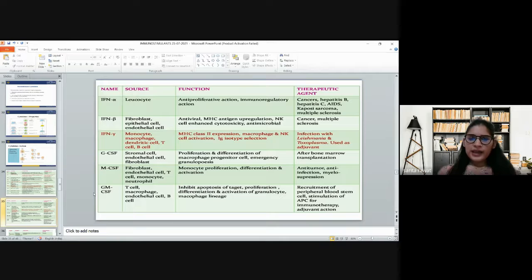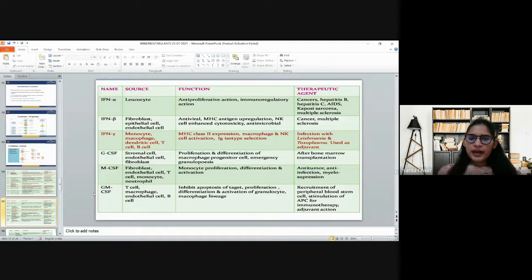Then the next we have GCSF. So the source include stromal cell, endothelial cell and fibroblast. The function included proliferation and differentiation of macrophages, progenitor cells, emergency granulopoiesis. So, the therapeutic agent include after bone marrow transplantation.